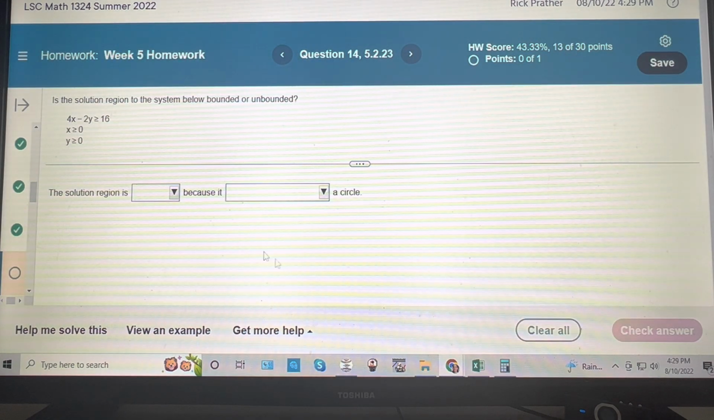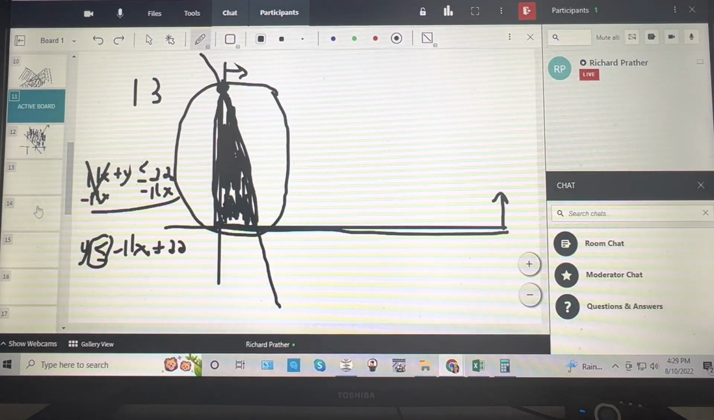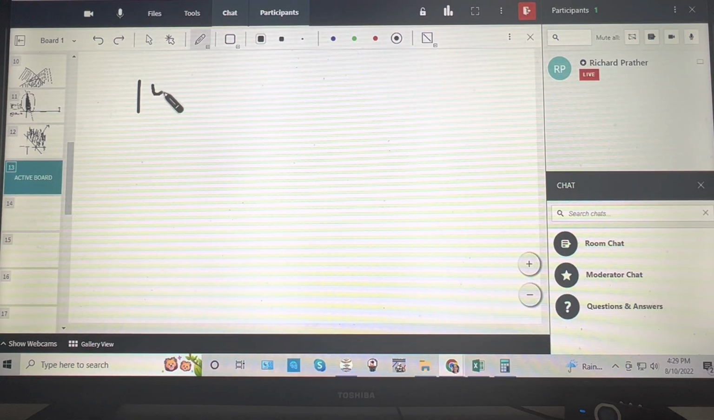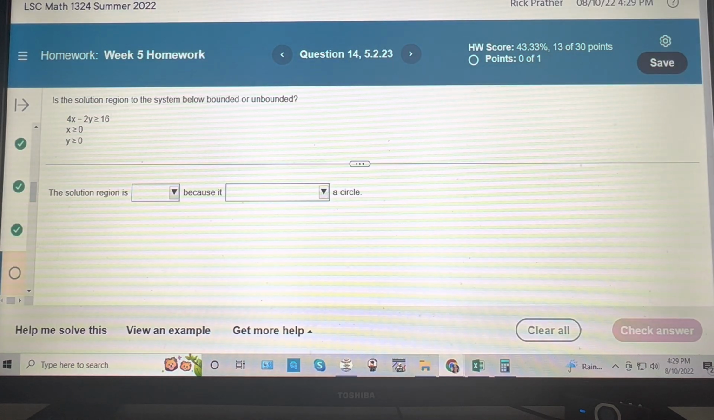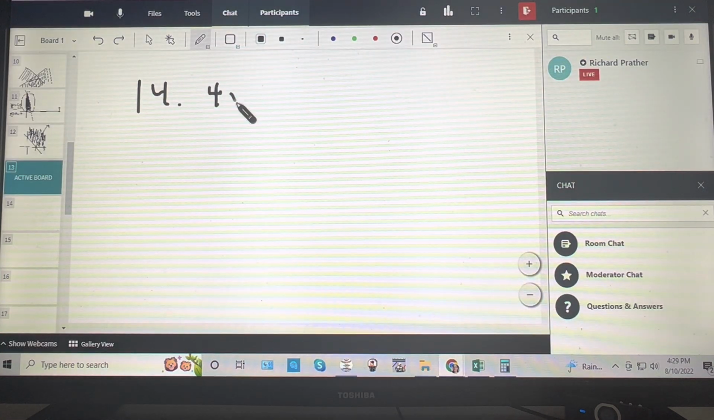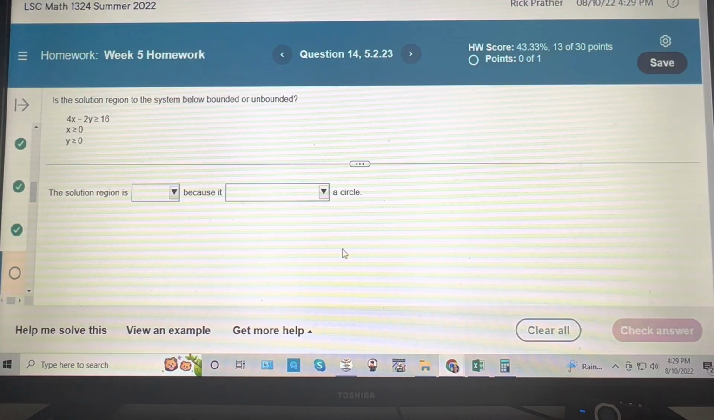Okay, so you can't just look at the original problem here on 14. If you just look at the original problem, you might get tricked by what's happening. 4x minus 2y is greater than or equal to 16. And it does have the first quadrant here.